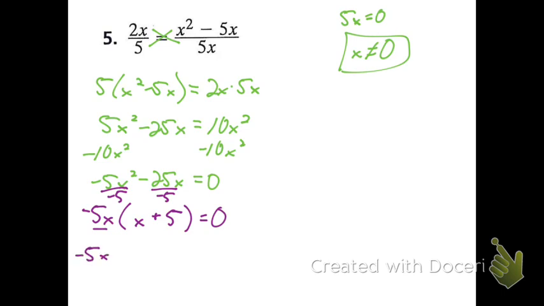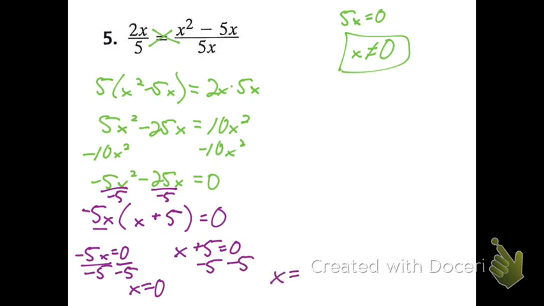I said negative 5x equal to 0, and I said x plus 5 equal to 0. Here I'm going to divide both sides by negative 5. I get x equals 0. And here I'm going to subtract 5 from both sides. I get x equals negative 5.